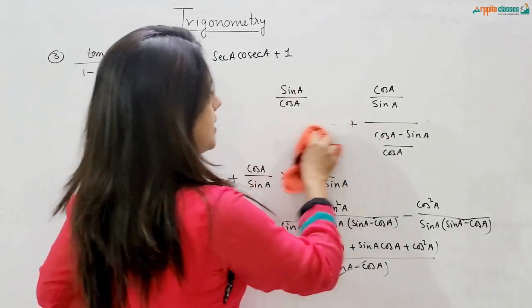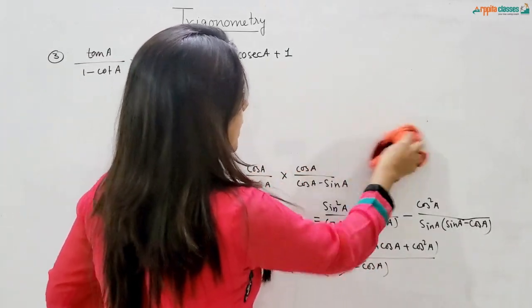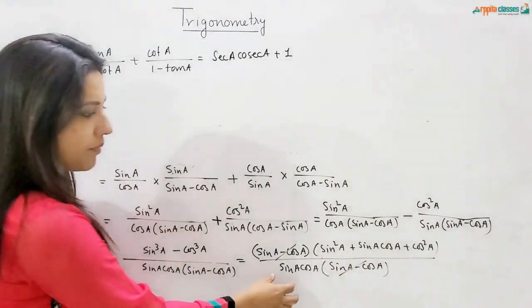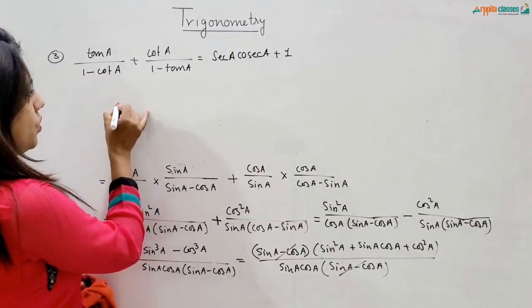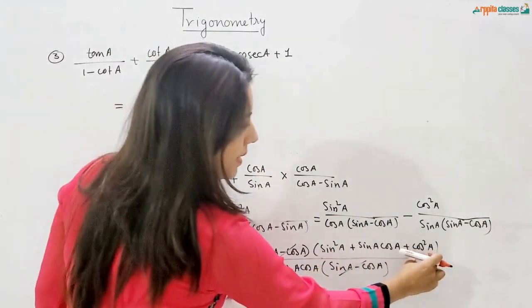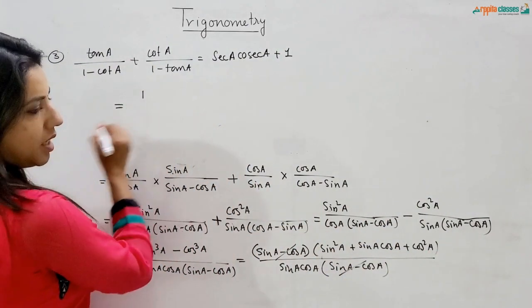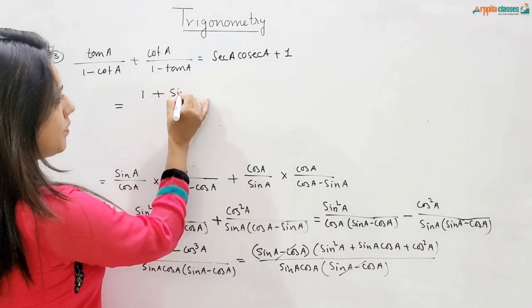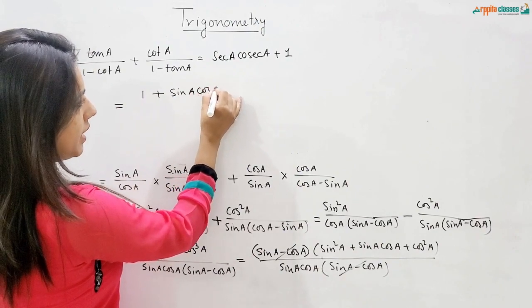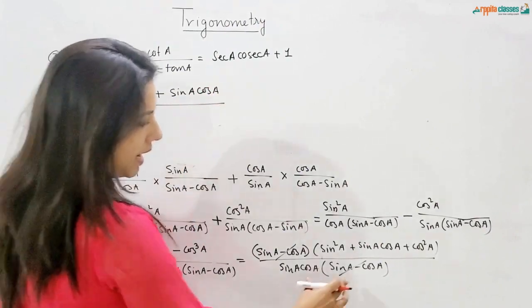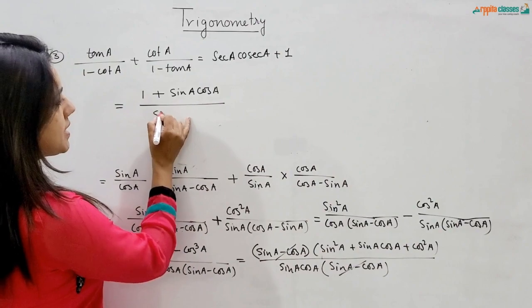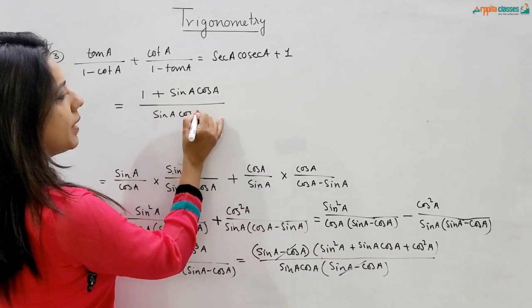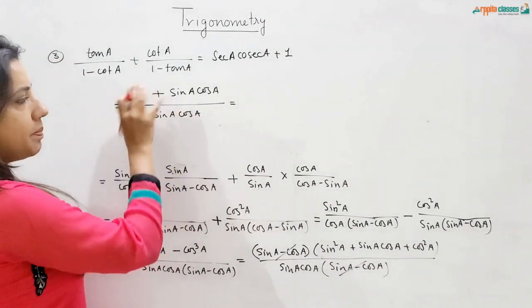Otherwise you will not understand. I will not be able to write it. So I'll write, after this I'll write it here. So we can see sin square a plus cos square a will give me 1. 1 plus I have sin a cos a in the numerator, and down at the denominator I have only sin a into cos a. Now what I'll do is I'll split it up.